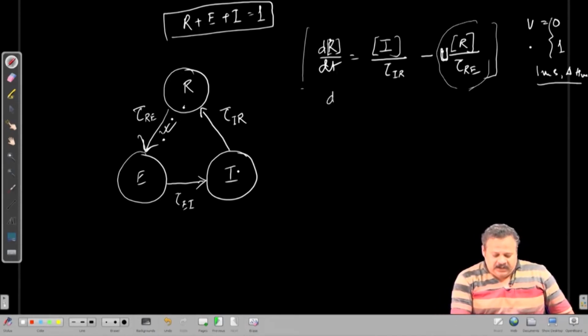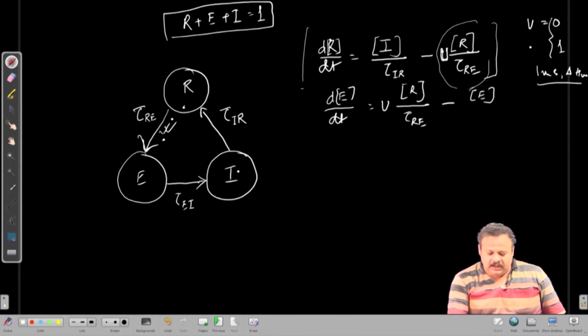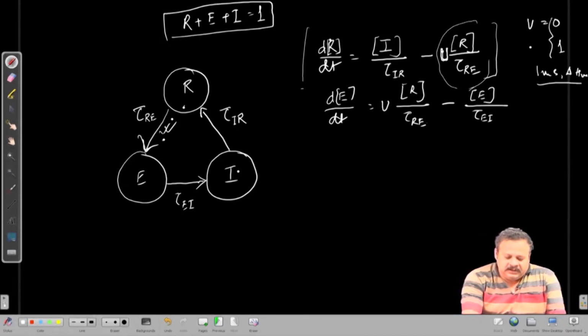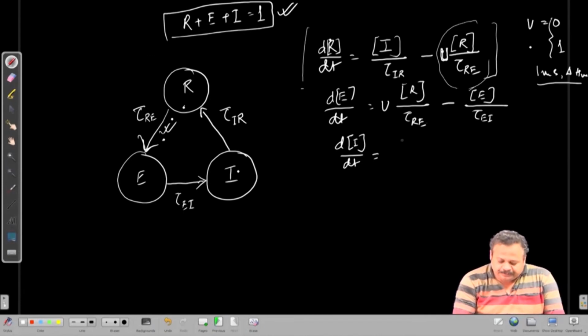So, now if I have the dE/dt, that is basically being increased due to the flow from the spiking, that is U times R by tau R E, and is being reduced due to the flow from E to I, and that is basically the concentration of E divided by tau E I. So, all are first order kinetics, and using this equation we can also write from the diagram itself, that is dI/dt is simply increasing due to E by tau E I, and it is reducing due to the I itself going to R, that is tau I R.